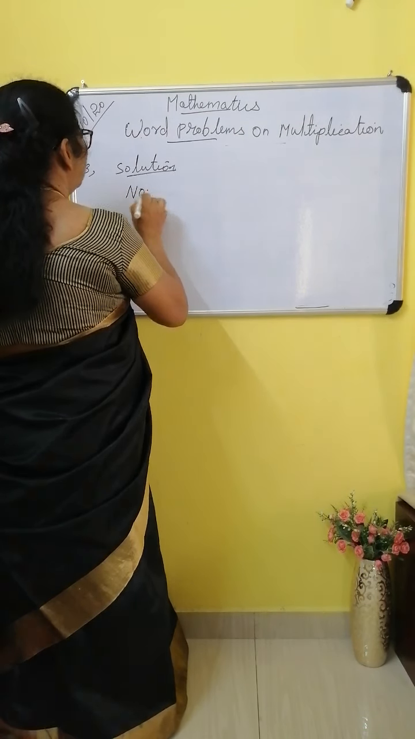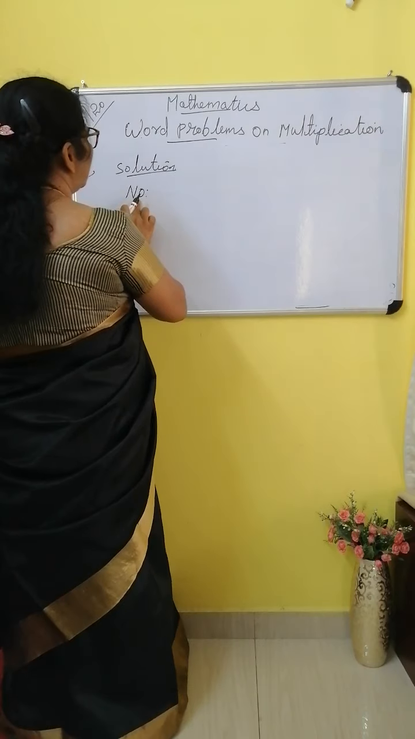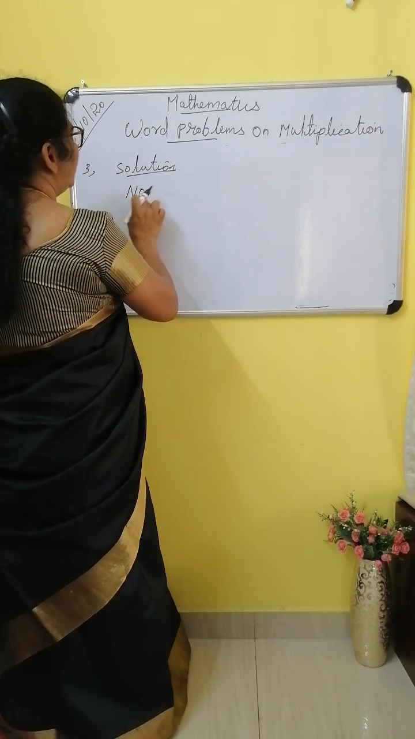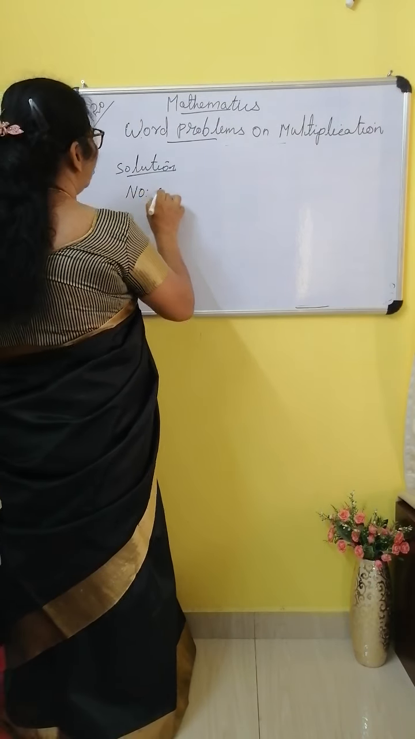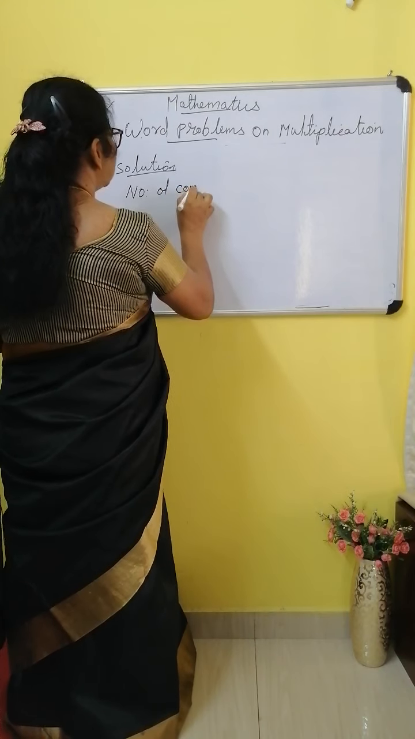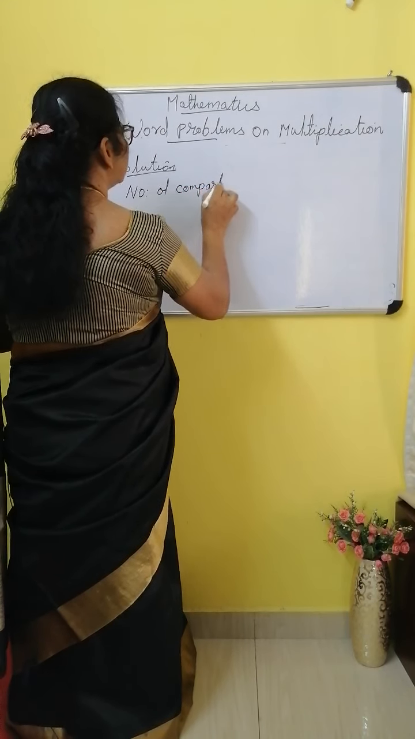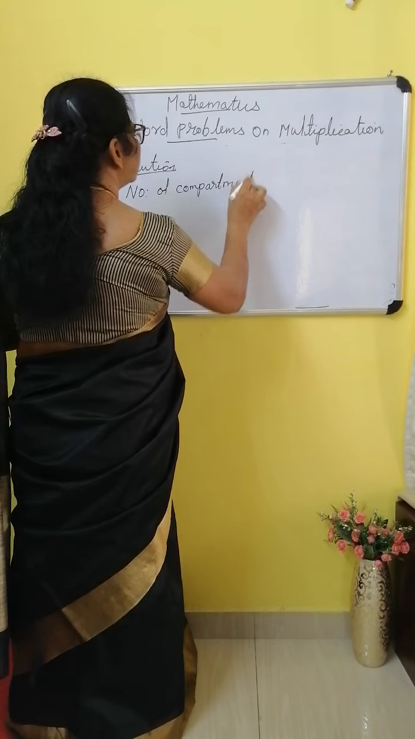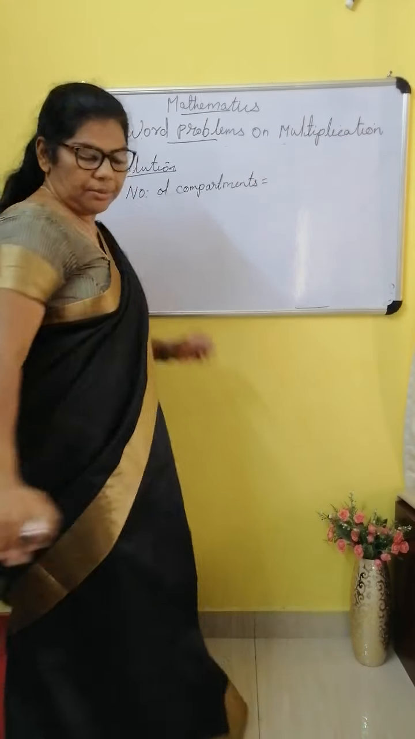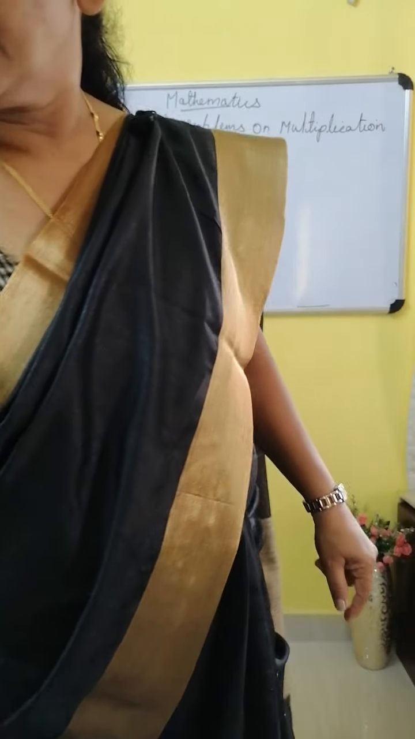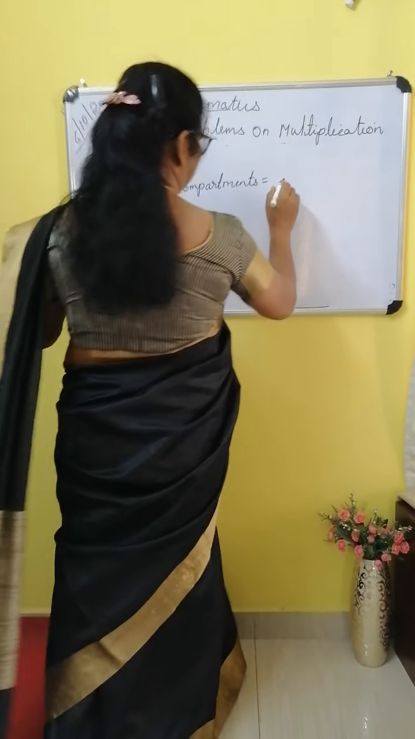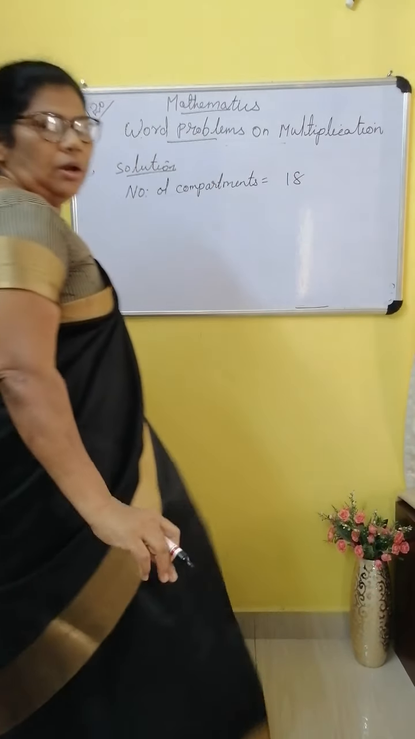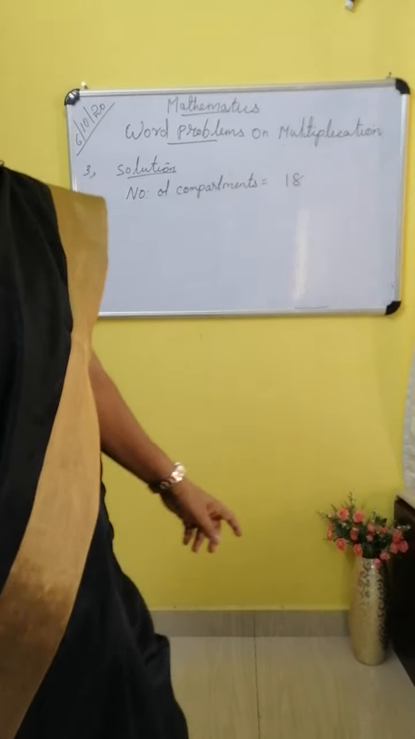Write the short form. Don't write no. After writing no, put the 2 dots. Okay, number of compartments. How many compartments? 18. After equal, put 18.